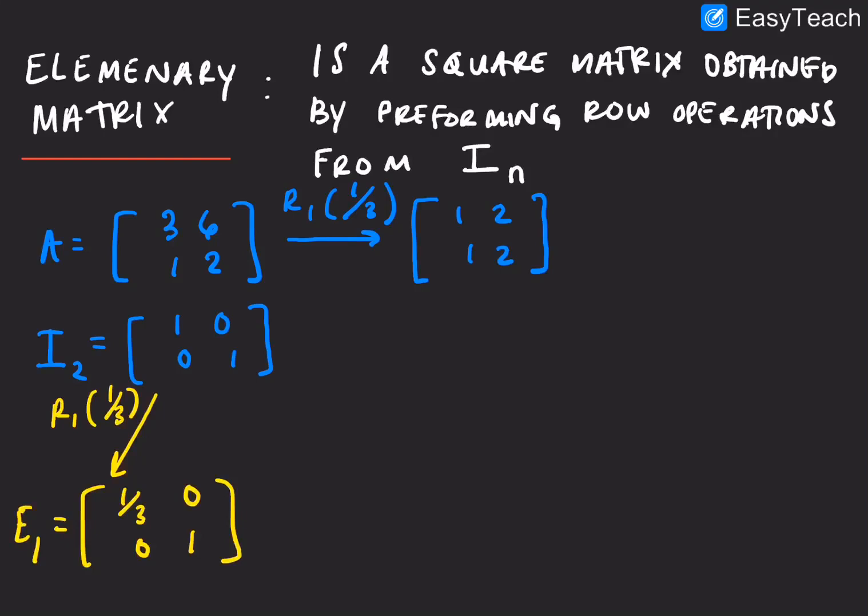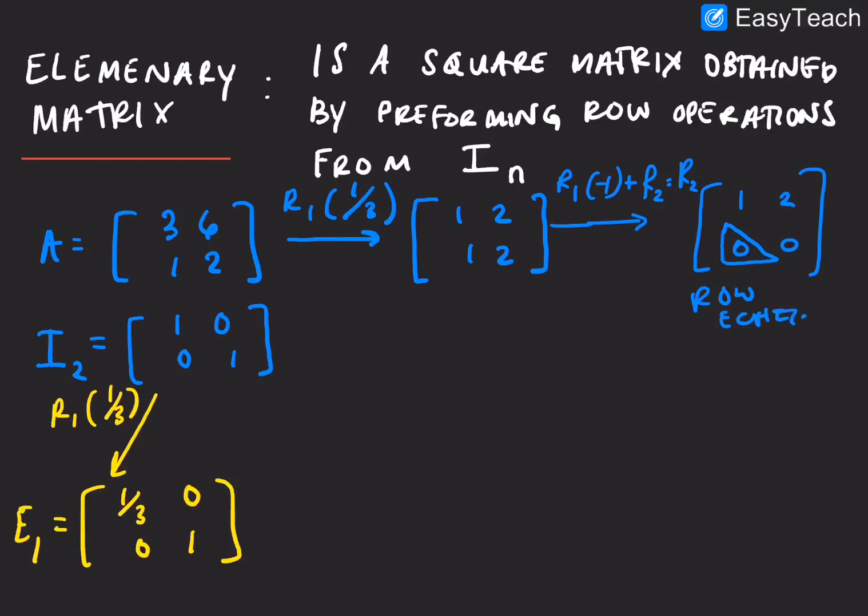Alright, so we're going to go back to the blue matrix A. We're going to apply one more operation. We're going to multiply R1 by -1, and add that to row 2. We're going to get a new row 2, and our new matrix is going to look like 1, 2, 0, 0. So we have acquired this row echelon form just how we wanted.